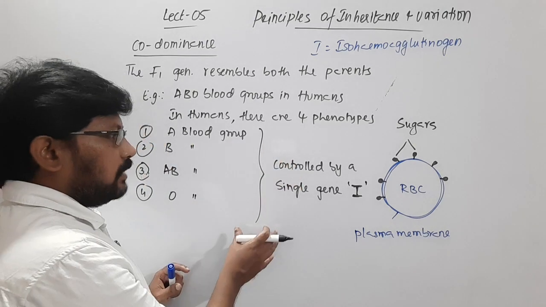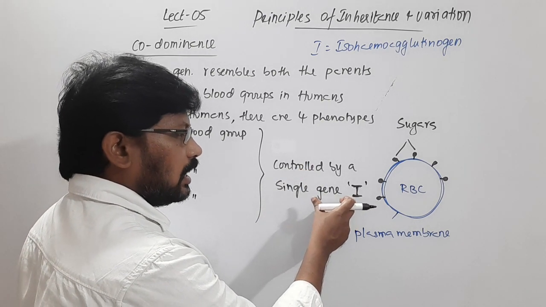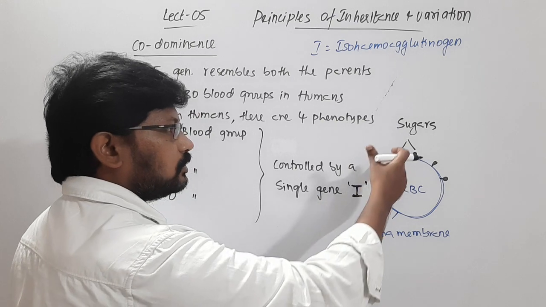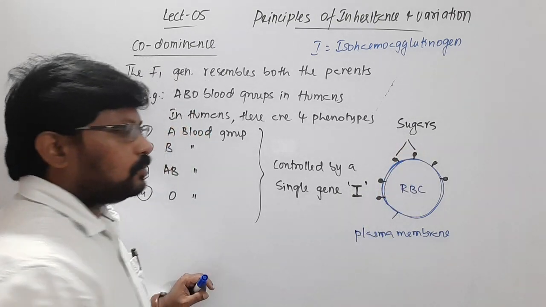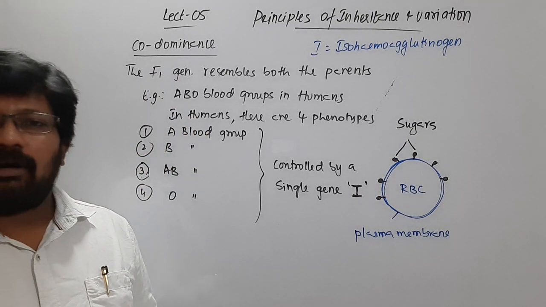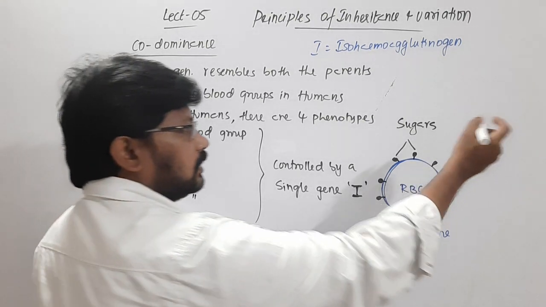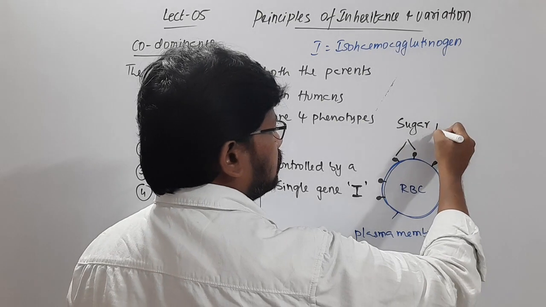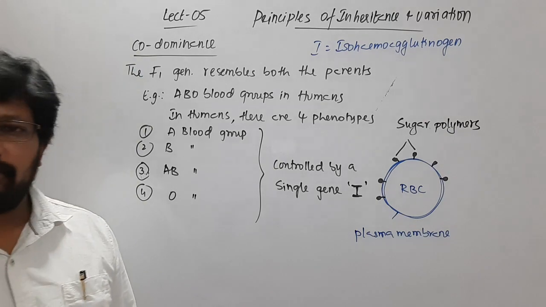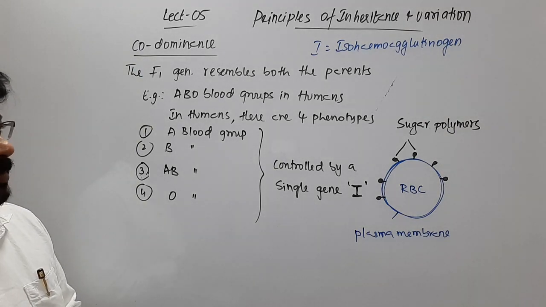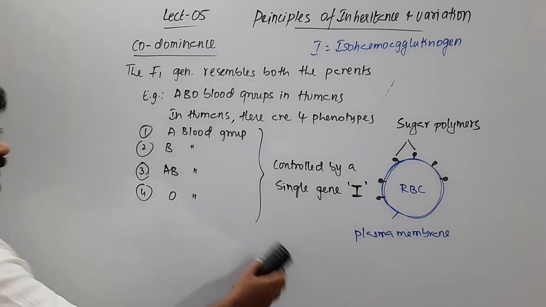So here all these blood groups are controlled by a single gene I, and this gene I is responsible for production of certain types of sugars, which will be seen protruding on the plasma membrane of RBCs of human beings, right? So, as I just mentioned, these are sugar polymers, which will be seen protruding on the plasma membrane of RBC, right?